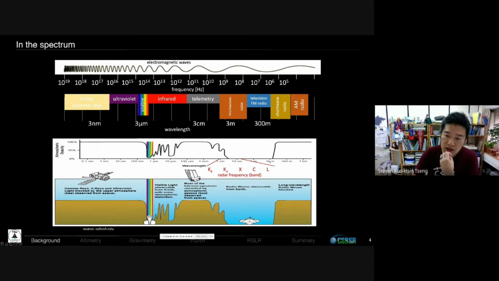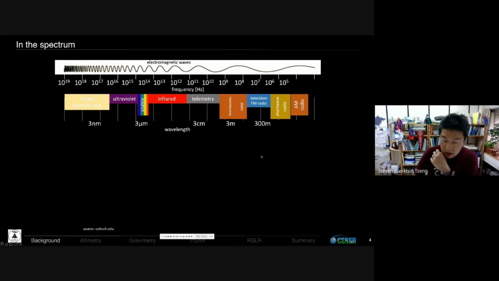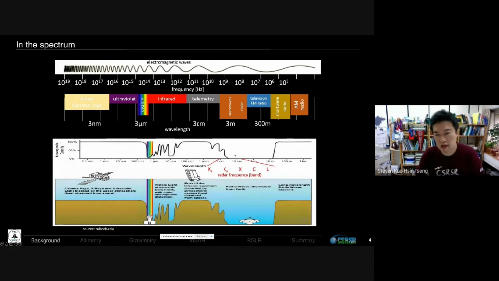And the L band is for navigation, like satellites such as GPS, GLONASS, Galileo, and so on. So the wavelength is mainly between 1 centimeter to 20 centimeters. So that's a very common radar spectral range. So as you can see, it's within or near the edge of the atmospheric window.